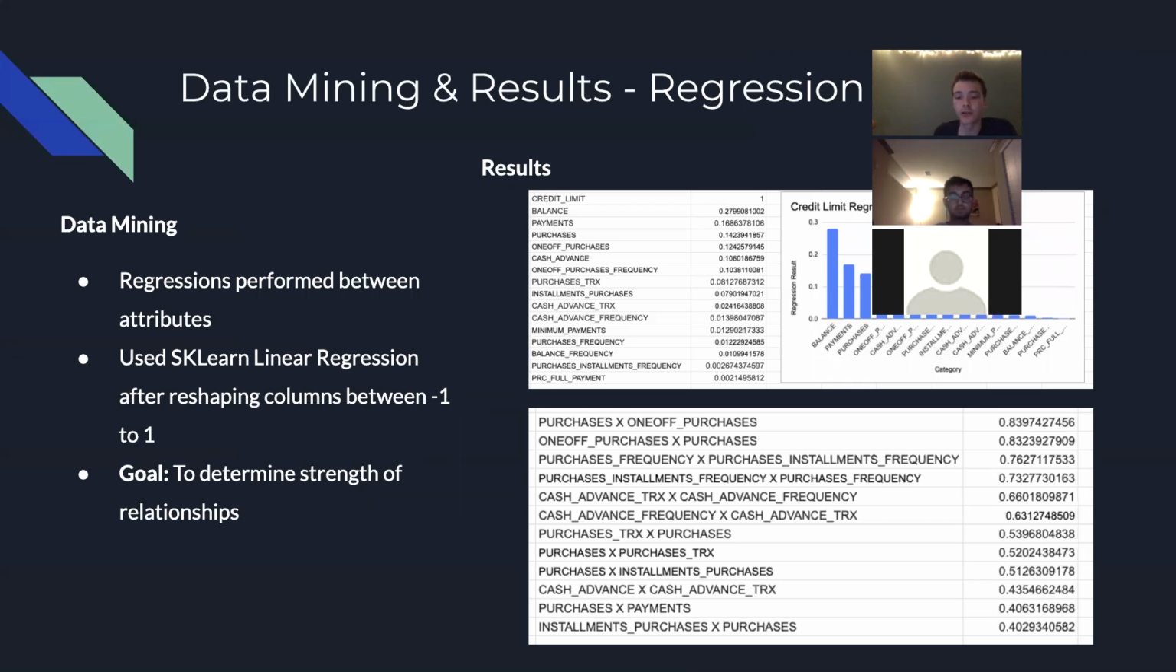So the first graph shows the credit limit run against the other categories. We see that the strongest relationship is with balance, payment, and purchases, which makes sense since if you have a higher limit and can spend more, you probably will. And the second shows the highest correlations when every attribute is compared against each other, meaning no columns are fixed. This yielded some obvious results, as you can see. So credit limits still proved to be the most interesting of the regression analysis.